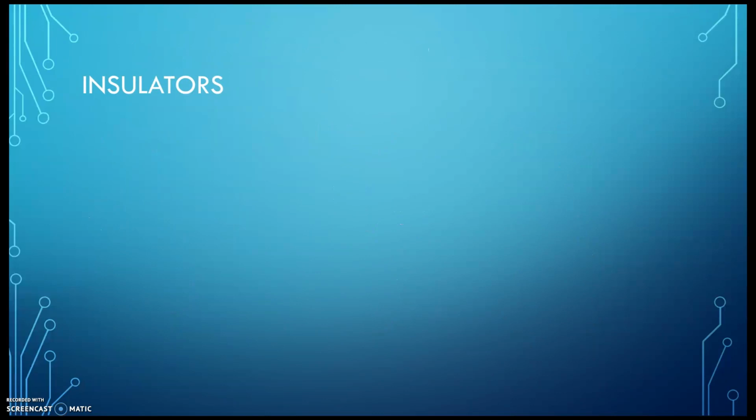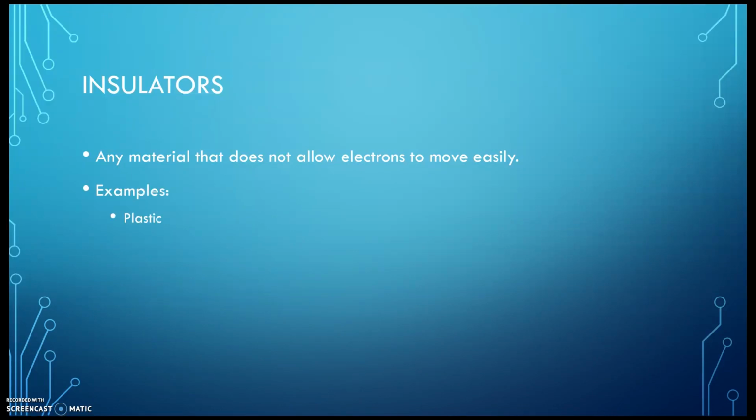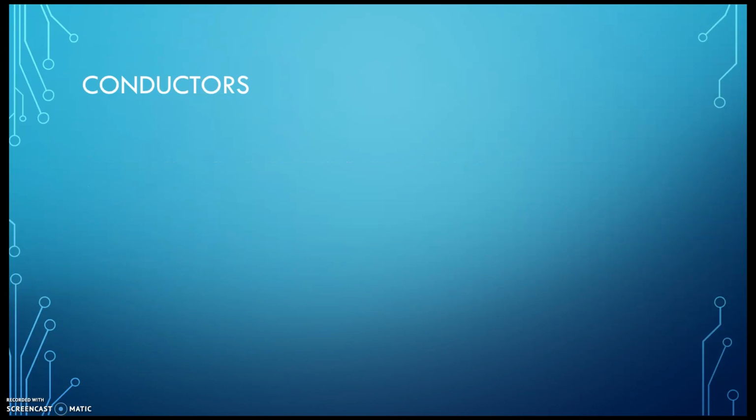Okay, so let's look at some insulators and what that is. An insulator is any material that does not allow electrons to move freely through them, such as plastic. Plastic does not allow electrons to move through it very easily. Wood, glass, and rubber are also good insulators. They don't allow those electrons to be transferred. They don't lose or gain electrons easily, and so they're called insulators.